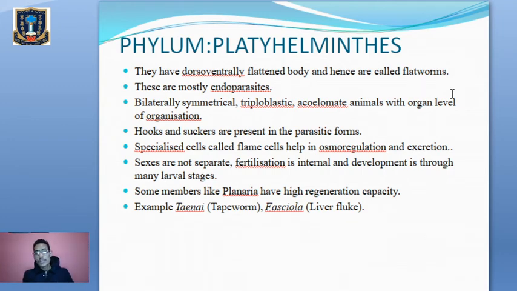Some members of the Platyhelminthes, like planaria, the worm, have the capacity to regenerate. If any body part is lost or removed, then that body part can regenerate. That is called regeneration, and those cells are called regenerative cells. So they have the property of regeneration also. Examples are Taenia, Taenia solium, and Fasciola, the liver fluke.